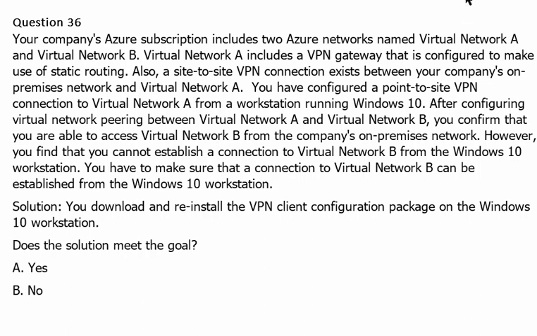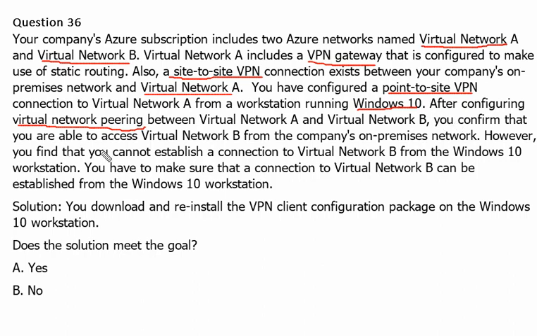Okay, so the question is a little bit long, but if we understand the key points: we have Virtual Network A and Virtual Network B, and these both are connected. Virtual Network A has a VPN gateway and has site-to-site VPN connectivity with the company's on-premise network, and point-to-site connectivity with the Windows workstation. Windows 10 is running on that, and network peering is also available between Virtual Network A and B.